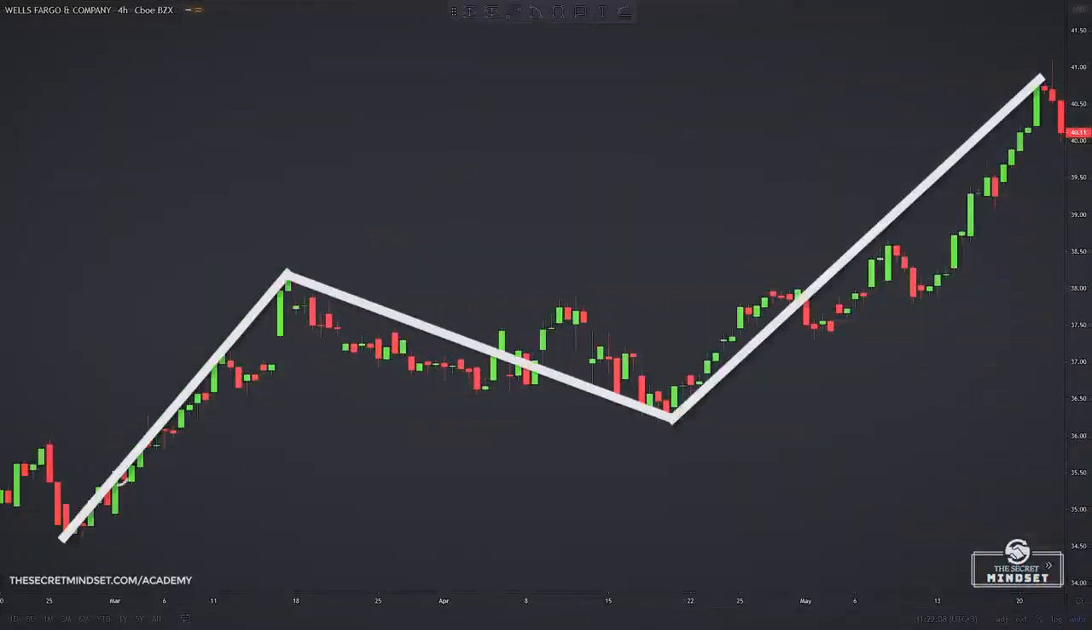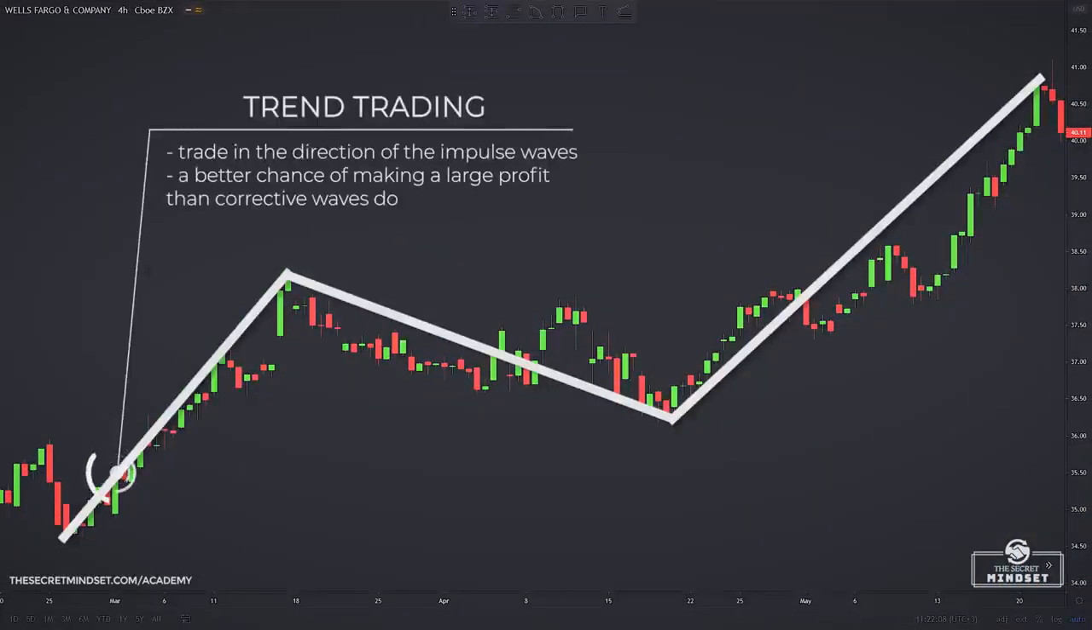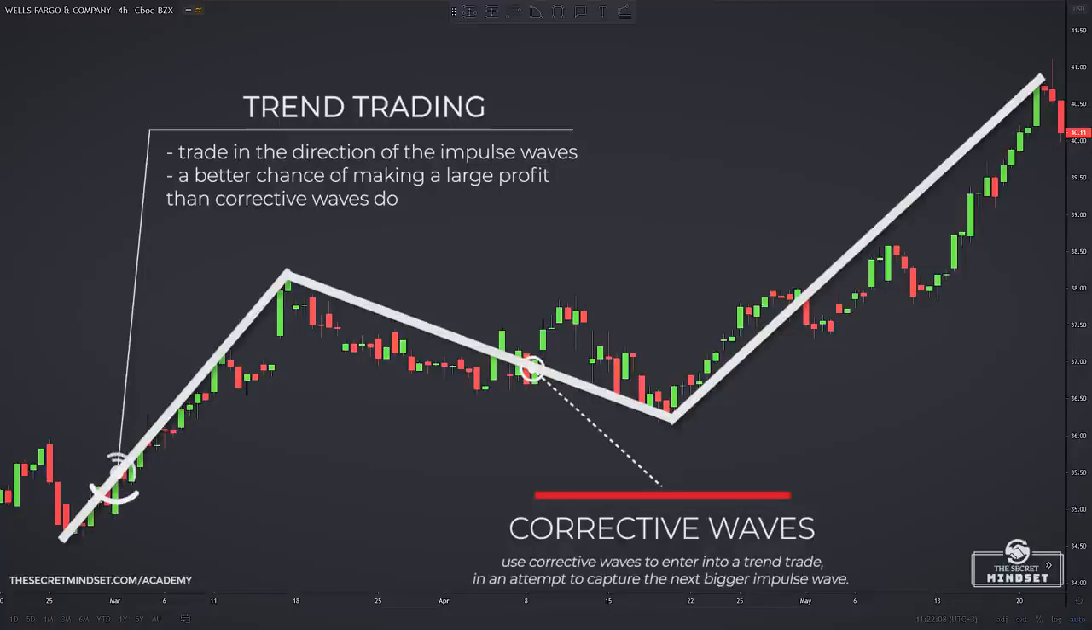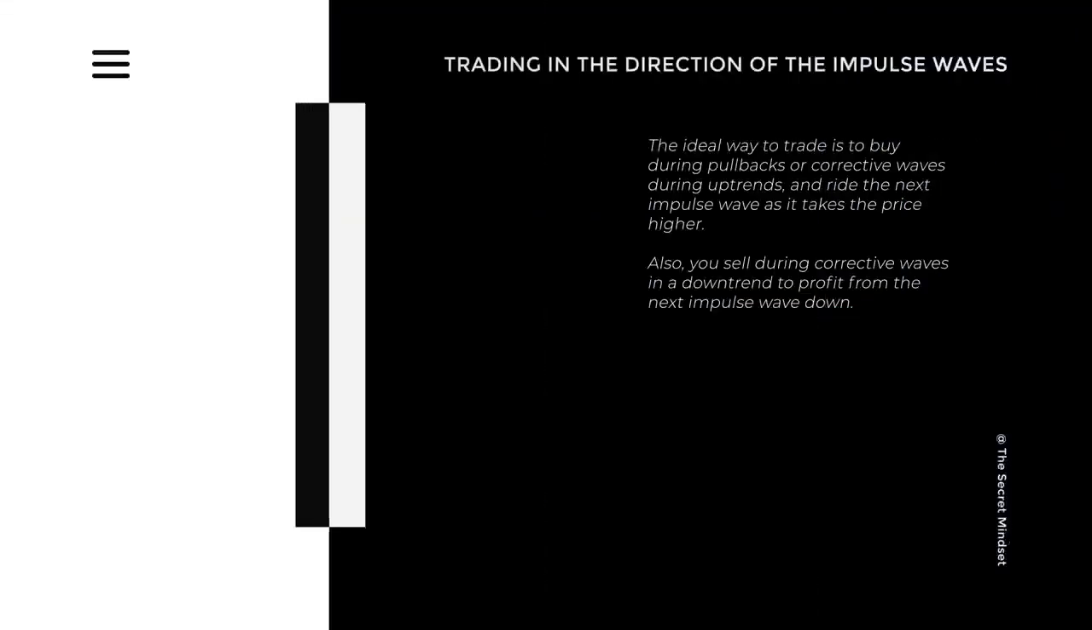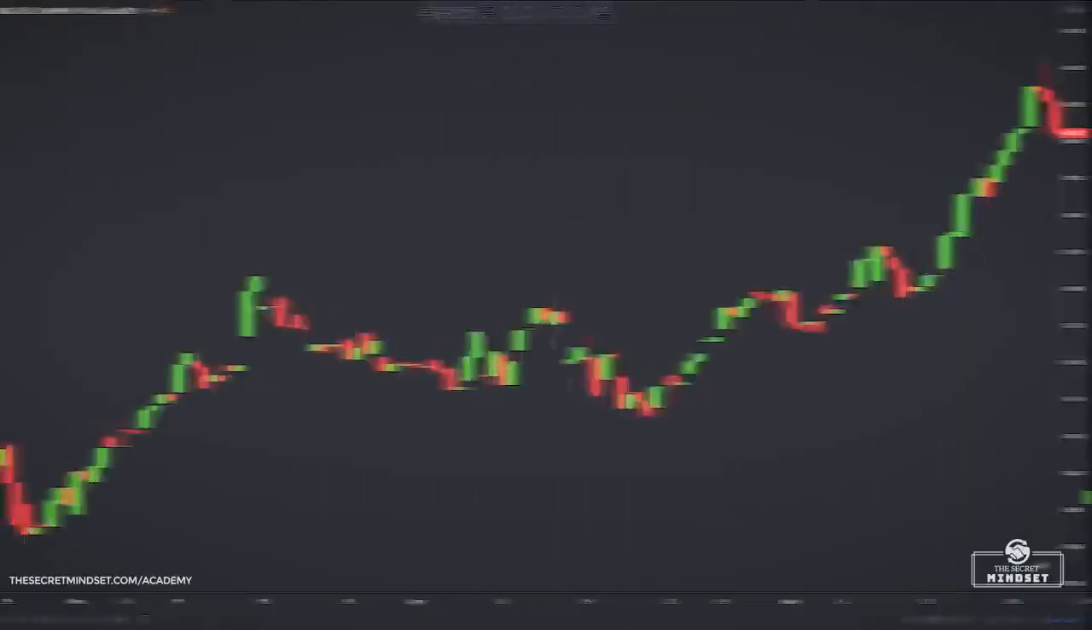So knowing this, it's advised to trade in the direction of the impulsive waves because the price is making the largest moves in that direction. Impulsive waves provide a better chance of making a large profit than corrective waves do. You can use corrective waves to enter into a trend trade in an attempt to capture the next big impulsive wave. The ideal way to trade is to buy during pullbacks or corrective waves during uptrends and ride the next impulsive wave as it takes the price higher. Also, you could sell during corrective waves in a downtrend to profit from the next impulsive wave down.